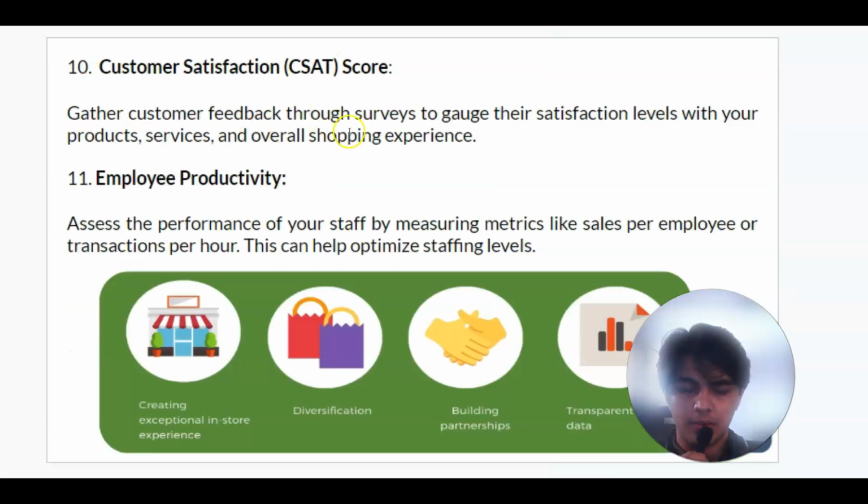Next is customer satisfaction. The customer satisfaction indicator will gather customer feedback through surveys or through the review system or anything like that to calculate the satisfaction level of your customers with your product, the overall services that you have provided, and the shopping experience with your store. Employee productivity. This indicator assesses the performance of your staff by measuring metrics like how much sales have been done by a particular employee, or transactions per hour. This indicator will help you optimize your staffing levels and your resources.